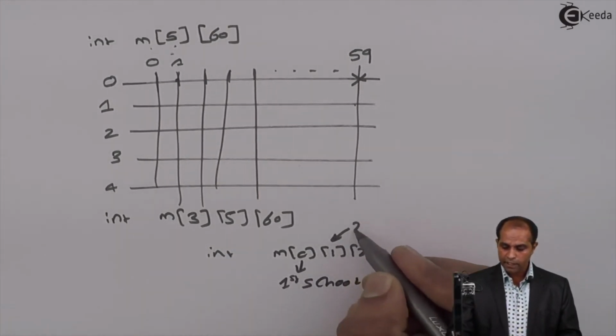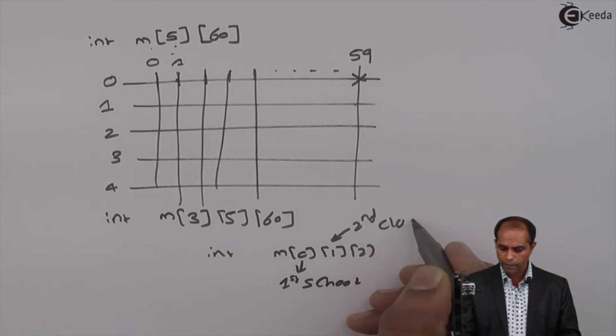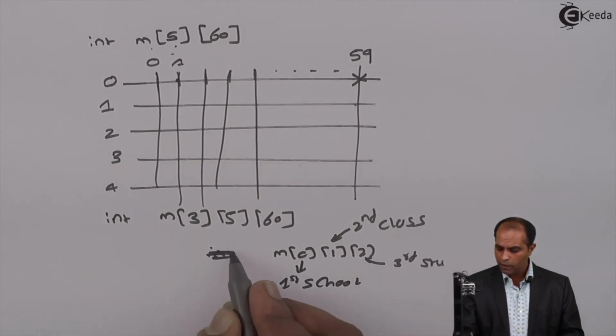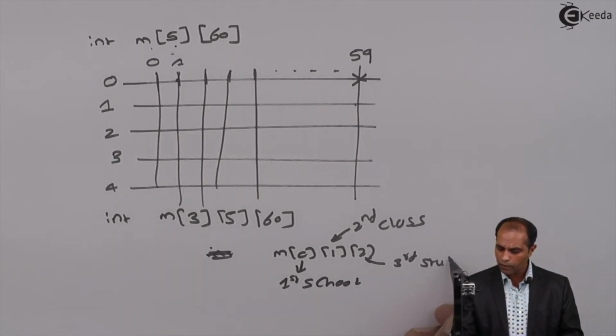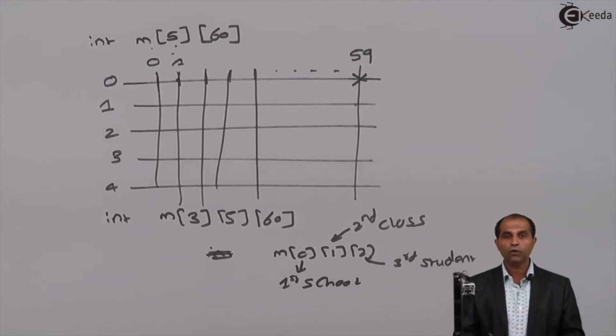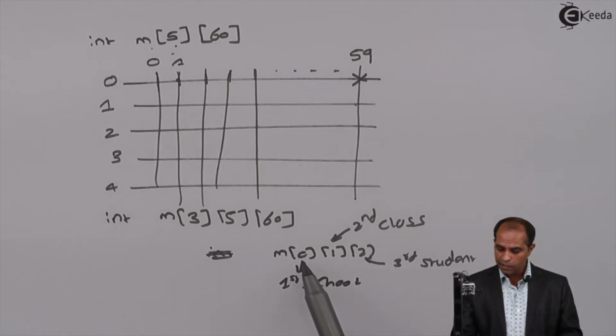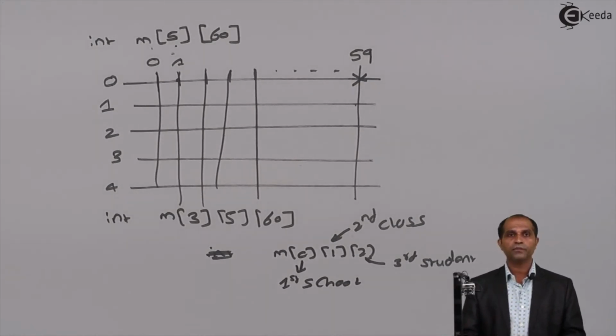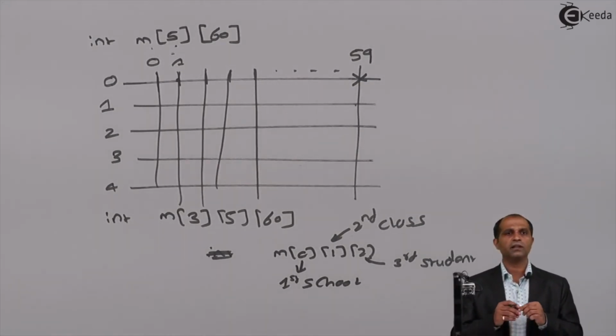1 indicates the second class, and 2 indicates the third student. So here, if I say m of 0, 1, 2, it indicates the data of the first school, second class, third student detail. I can do initialization for this particular part.